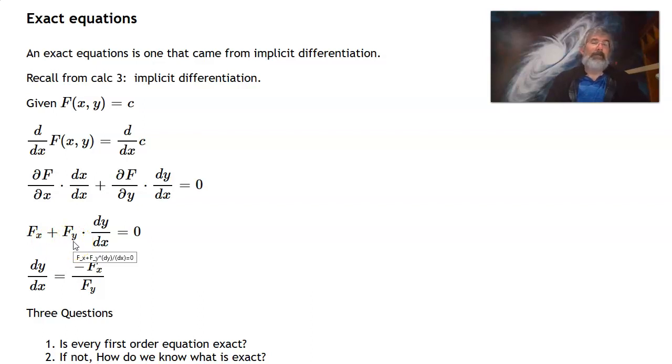Now, doing implicit differentiation, we then would say, okay, I need to solve for dy/dx, and so you subtract the f sub x over to the other side, and then divide by the f sub y. Okay. And dy/dx is minus the partial of that function f with respect to x, divided by the partial of f with respect to y.